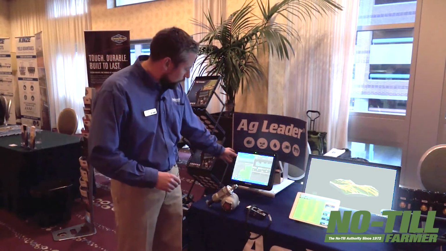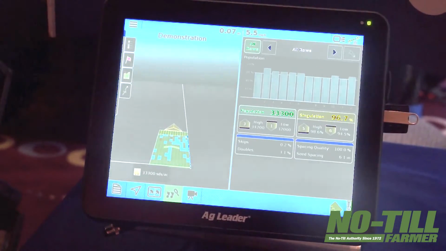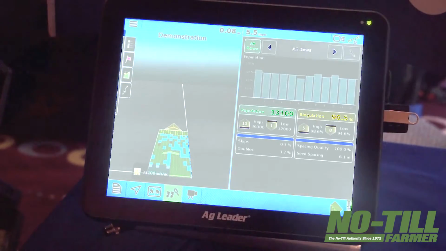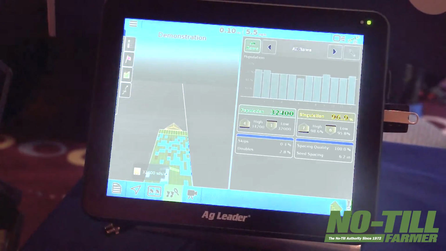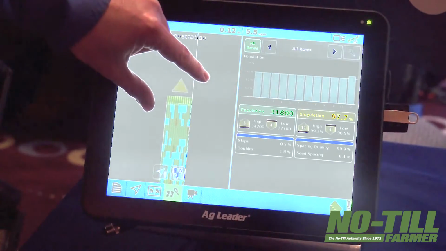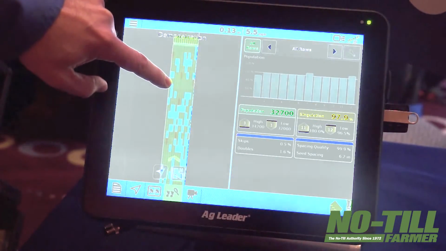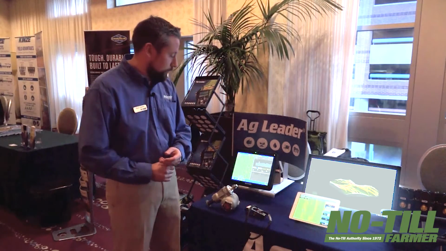In this case, we're looking at singulation, and green is good, blue is doubles, and yellow is skips. And so we can see those patterns, and I can zoom in and look back through the field and identify patterns that the planter may be having trouble with, and we can get those fixed up quickly.